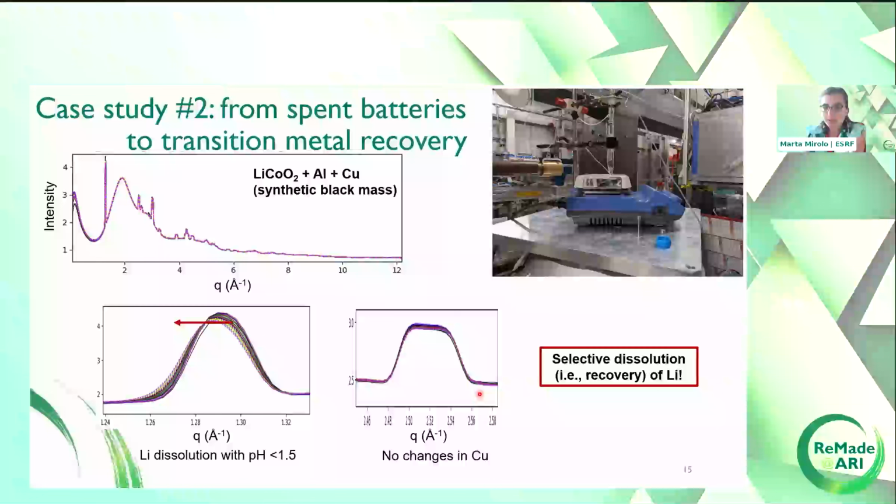However, when we look at other peaks, for example this one, which is associated to copper, then we don't see any change in shape, in intensity, and so on, which means that we are selectively dissolving lithium. So we are removing lithium from the powder. So we have lithium now in solution. Okay, now we are happy. We have only one element or multiple elements in the solution.